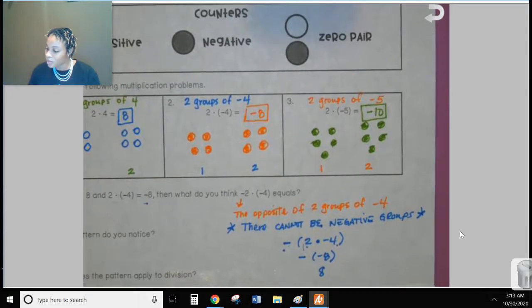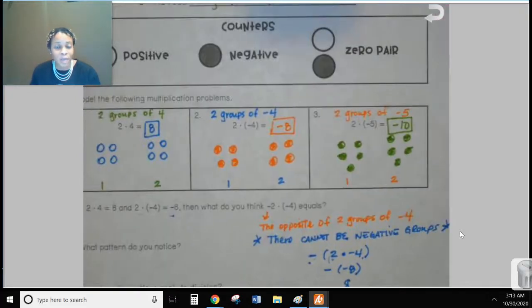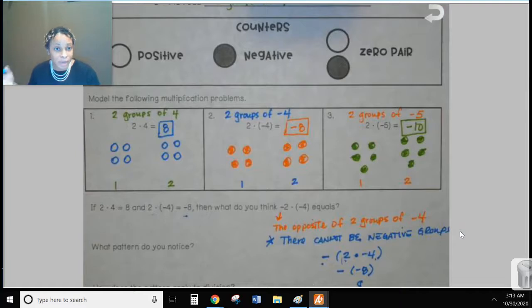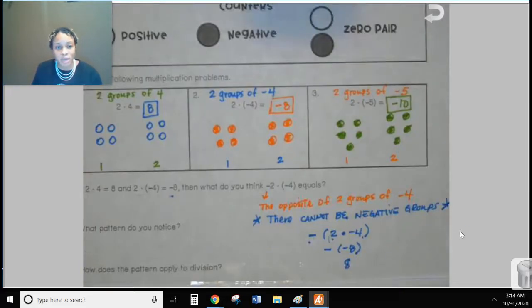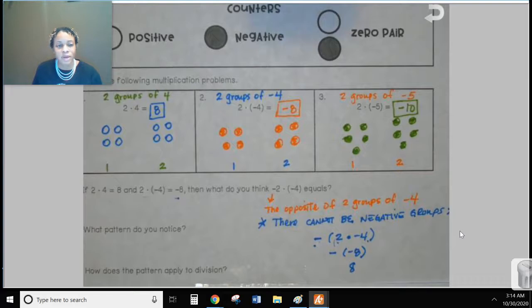You can also look at these problems and see if you notice any patterns. We'll talk about this later when we get to division, but did you notice any patterns when you had two groups of 4 and two groups of -4? Two groups of -5, when I have the opposite of two groups of -4. How did our products look? What kind of pattern did you see?